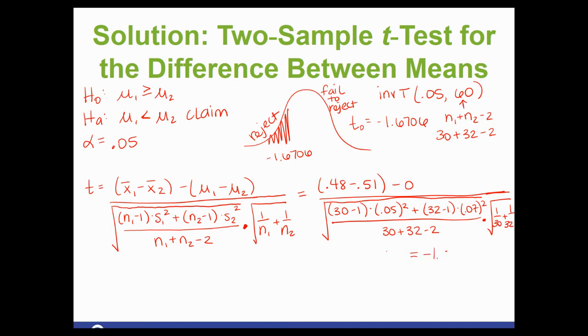So negative 1.9303. It is in our shaded area if we look at that number line on that normal curve. So our decision is to reject.